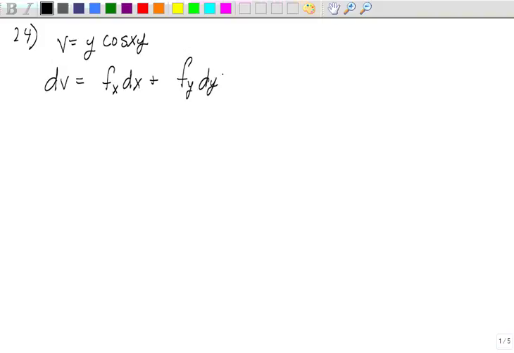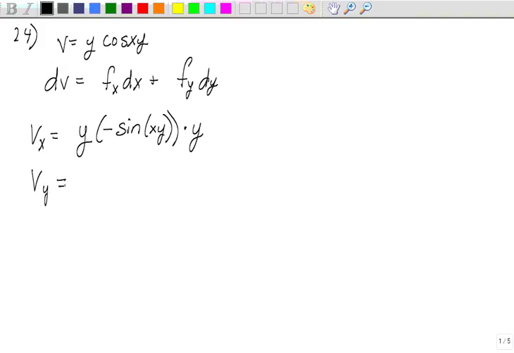Okay, let's look at 24. The differential of that is f_x dx plus f_y dy. V_x, the derivative with respect to x. Y is a constant, so that's just going to stay there. The derivative of cosine is minus sine. Y is a constant, the derivative of x is 1, so that's going to be times y again.